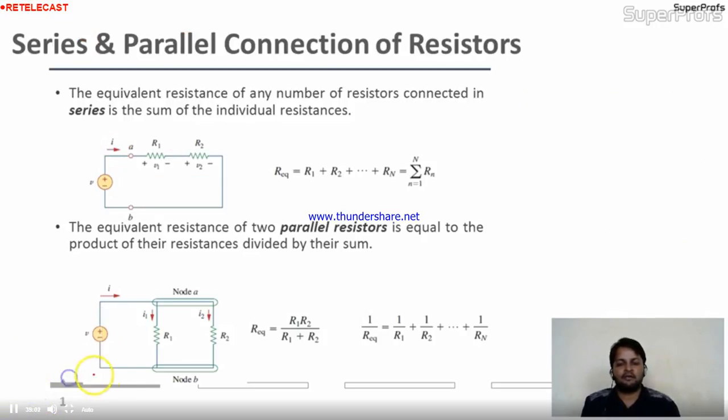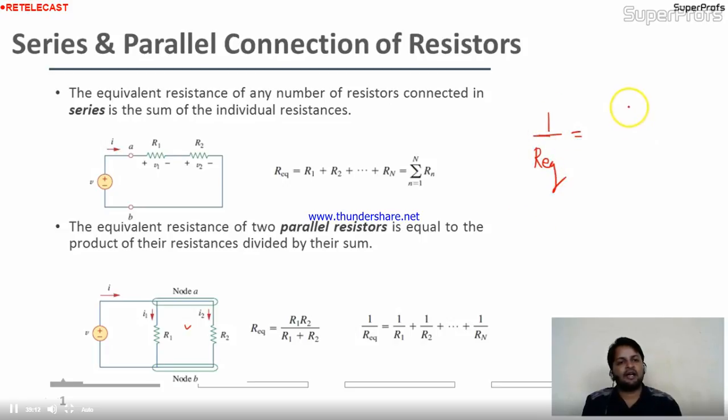In the parallel combination, this is the parallel combination. In the parallel combination, the R equivalent is given by this. 1 by R equivalent is nothing but 1 by R1 plus 1 by R2 plus 1 by R3 and so on. Okay. Is it clear to you people? This is the formula for parallel combination.